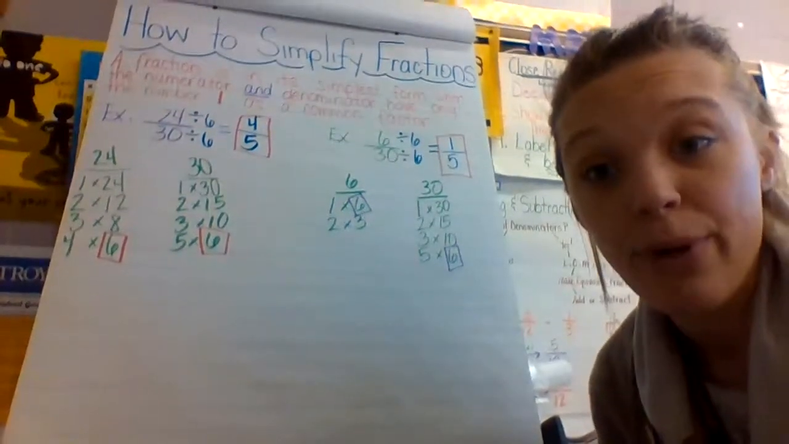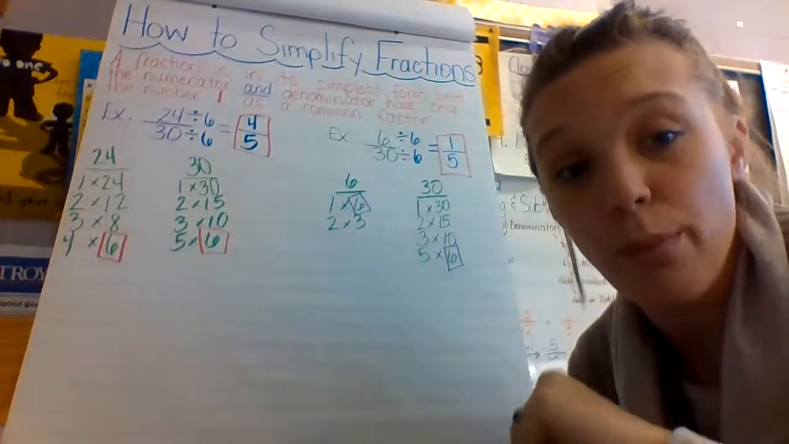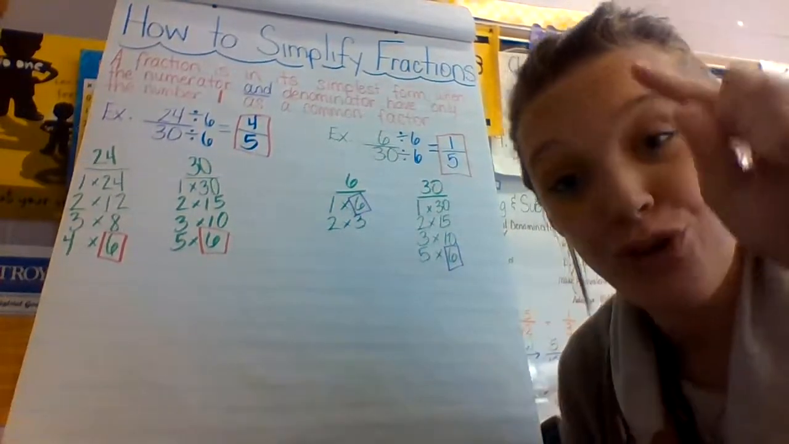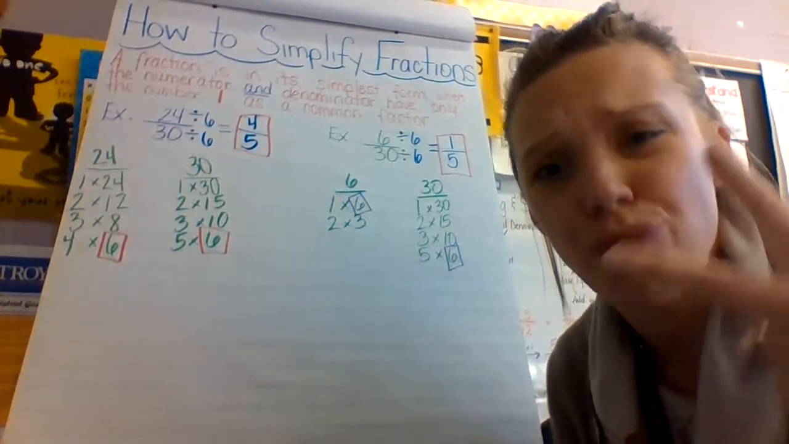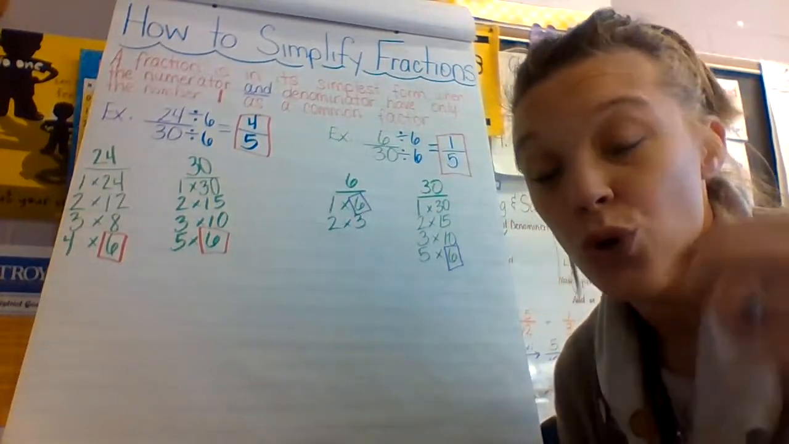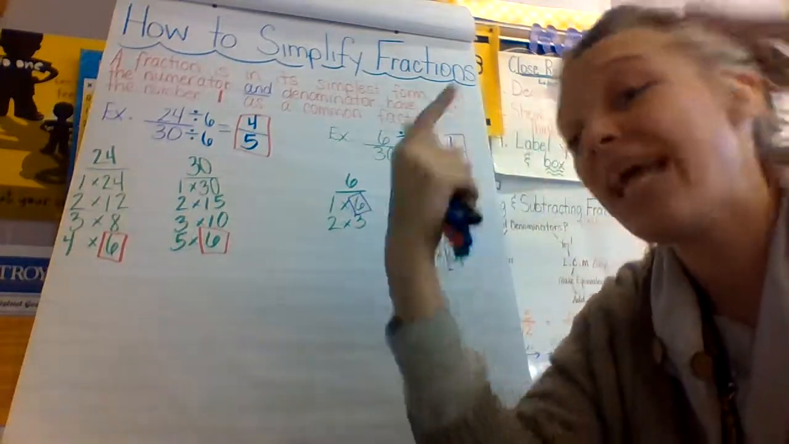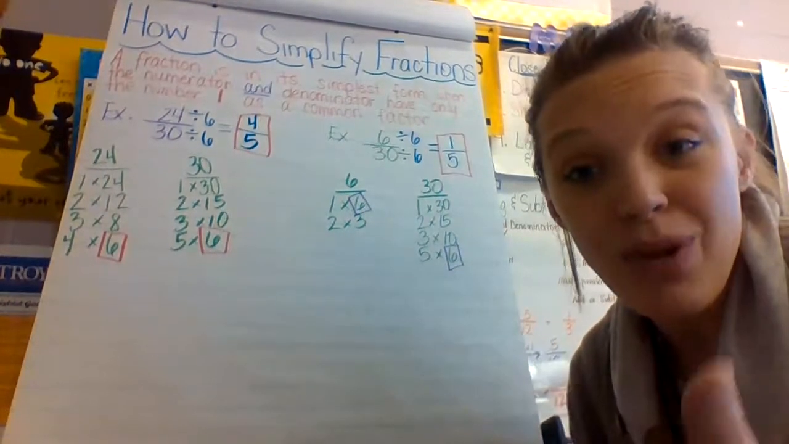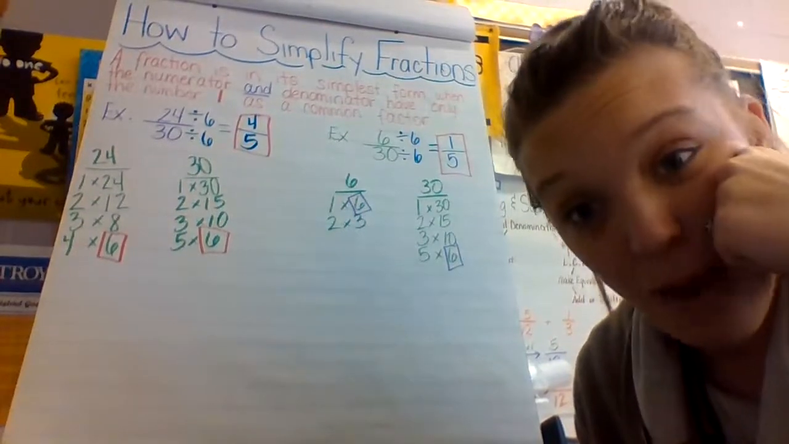So to recap, in order to change your fraction to the simplest form, step number 1, list all the factors of the numerator and denominator. Second step, look for the greatest common factor. Which number is in both of those lists that is the biggest, the largest value number? And then we divide the numerator and denominator by the greatest common factor.